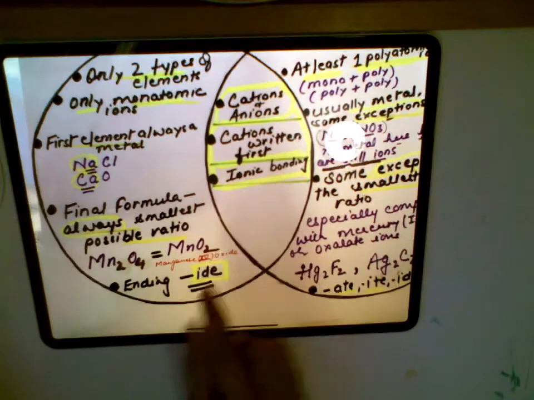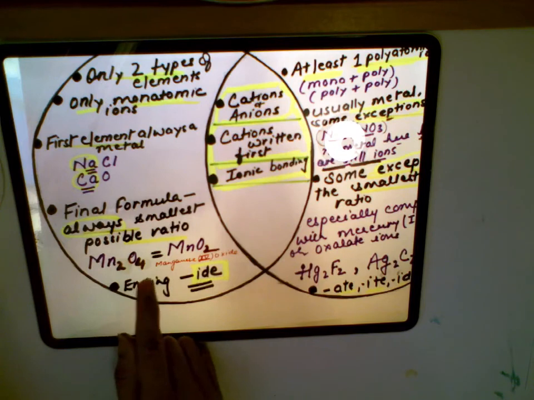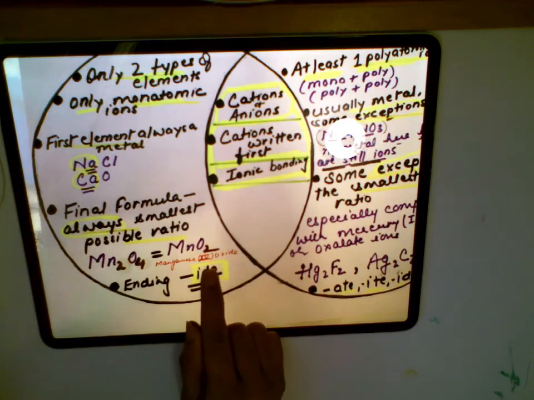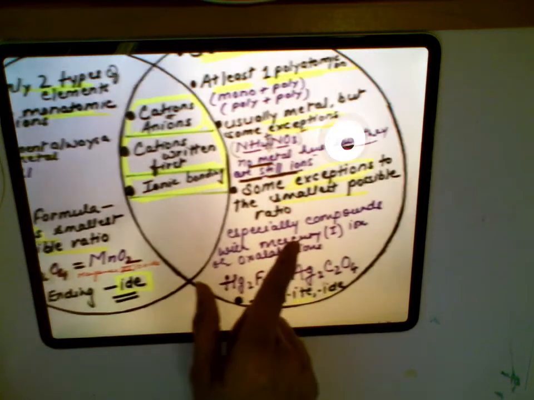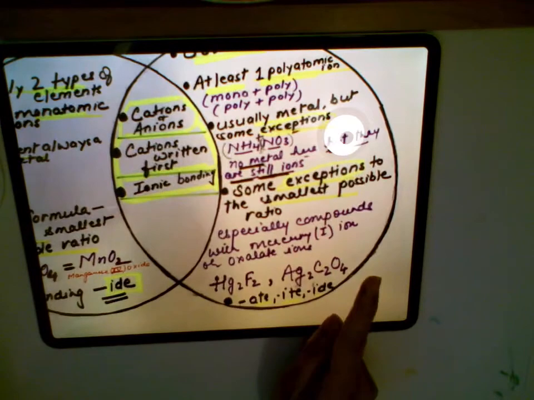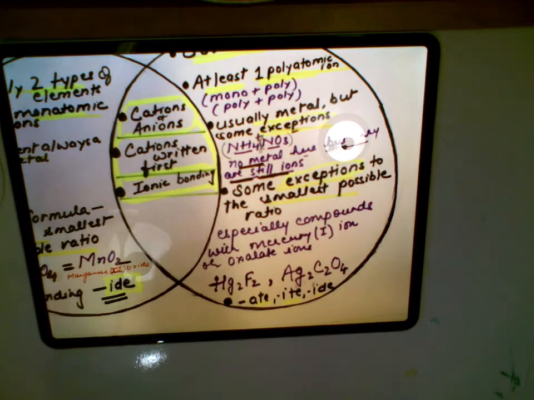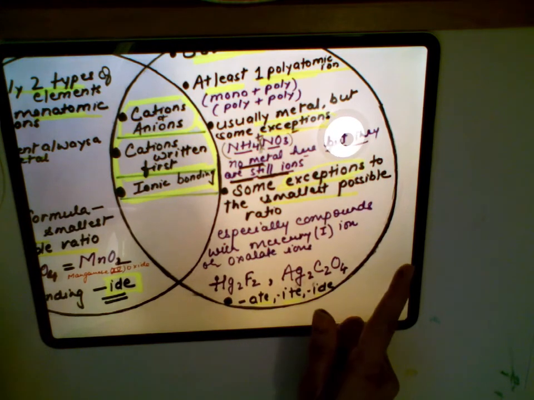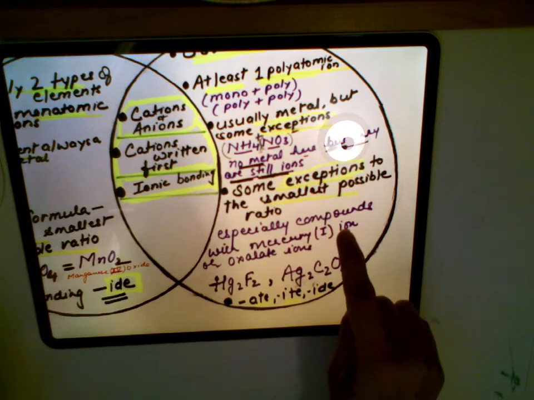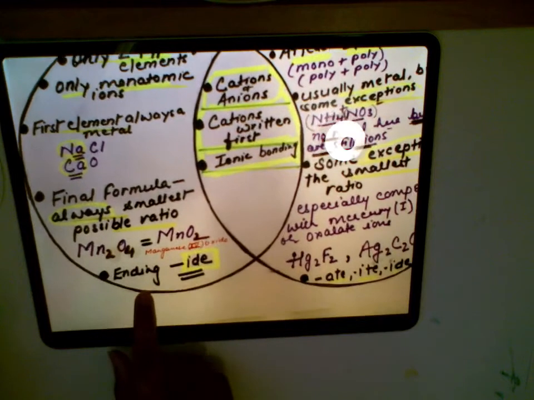For binary compounds, the final formula always has the smallest possible ratio. For instance, here, manganese(IV) oxide, you don't leave it as Mn2O4, you reduce it to make it the smallest ratio, which is MnO2 here. There are some exceptions sometimes, mainly the ions of mercury(I) and the oxalate ions. So what is the reason for that? Because these ions have particular structures, and that is reflected in their formulas, and we can't change subscripts for them.